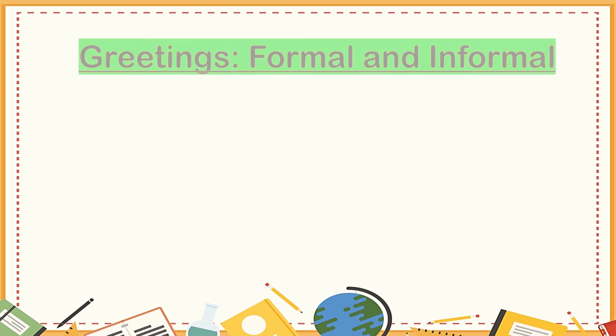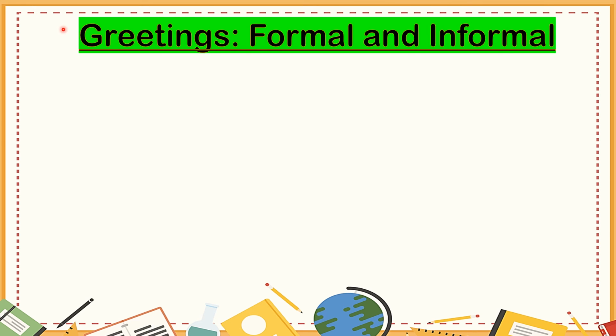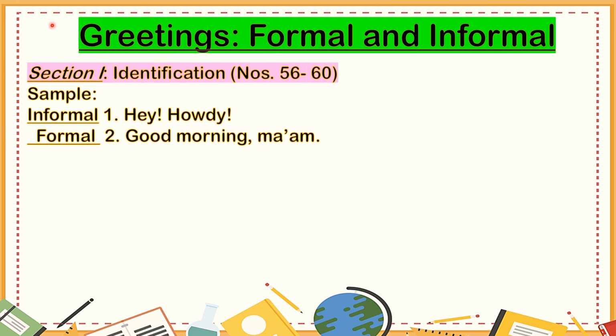And the last part of your exam is about greetings, formal and informal. So in here, you only have one section and only 5 items, which are numbers 56 to 60. Example: hey, howdy. So the answer is informal. You're going to just write the word informal or formal according to the greetings you can read.